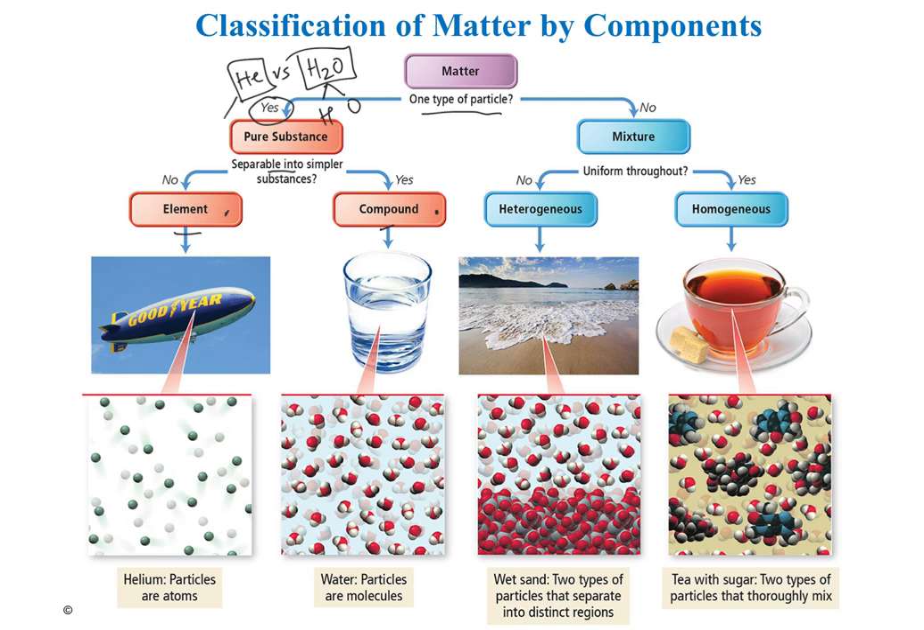If there's more than one type of particle, then it would be a mixture. Now we have to think about it. If I looked at it microscopically, would it be uniform throughout? So if the answer is yes, we'd call it homogeneous, because on the molecular level, and even just looking at it, we can't tell one thing from another, right?